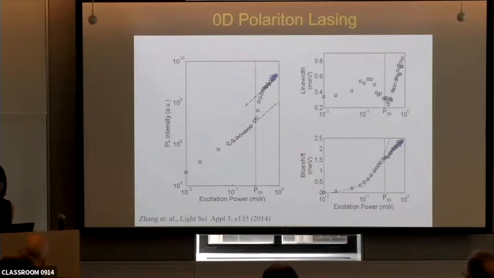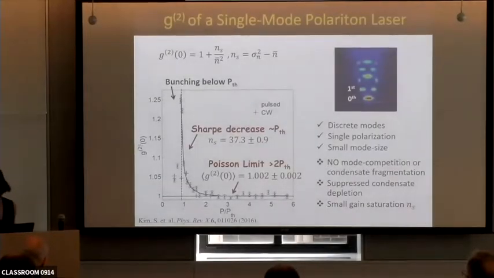And we can look at the coherence properties of the system. So second-order coherence was one of the first things we have studied for polariton lasers, but typically it's very hard to get it to the Poisson limit because of many reasons.